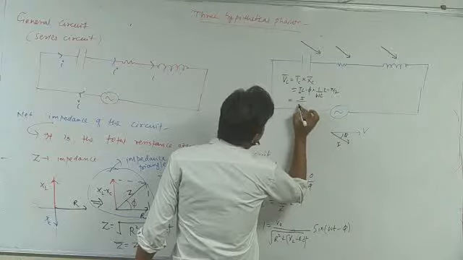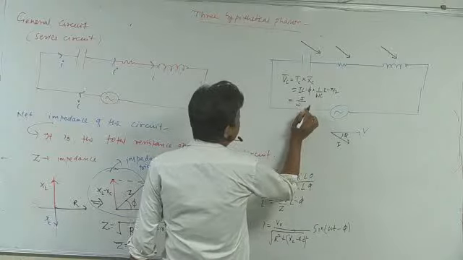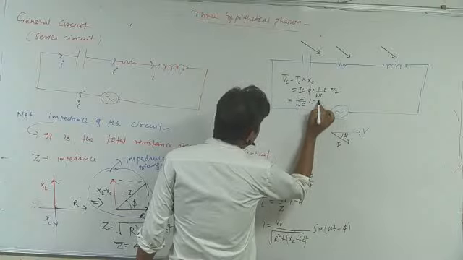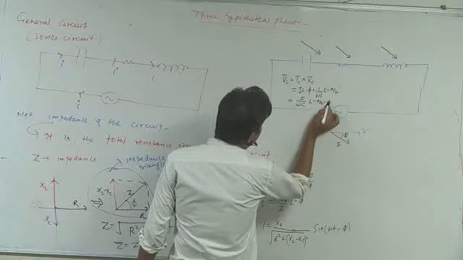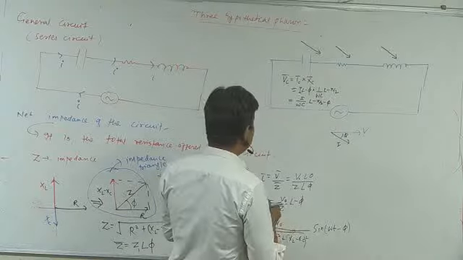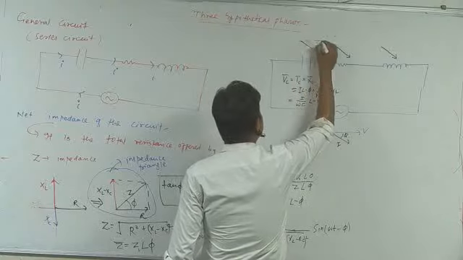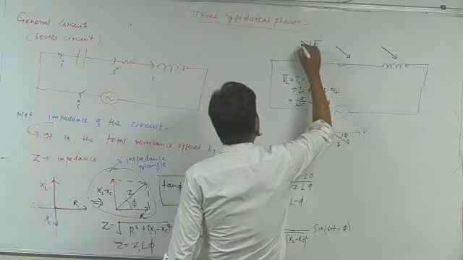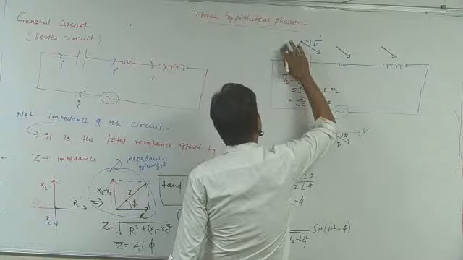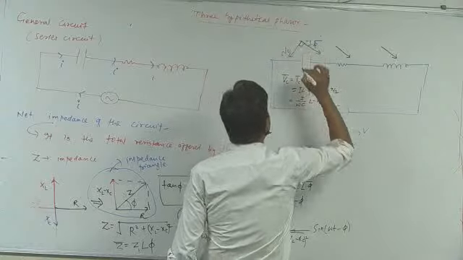I by omega C, with angle minus pi by 2 minus phi. So how much angle below? This is already minus phi, and from here how much? 90 degrees. This is V across C. Is that clear?